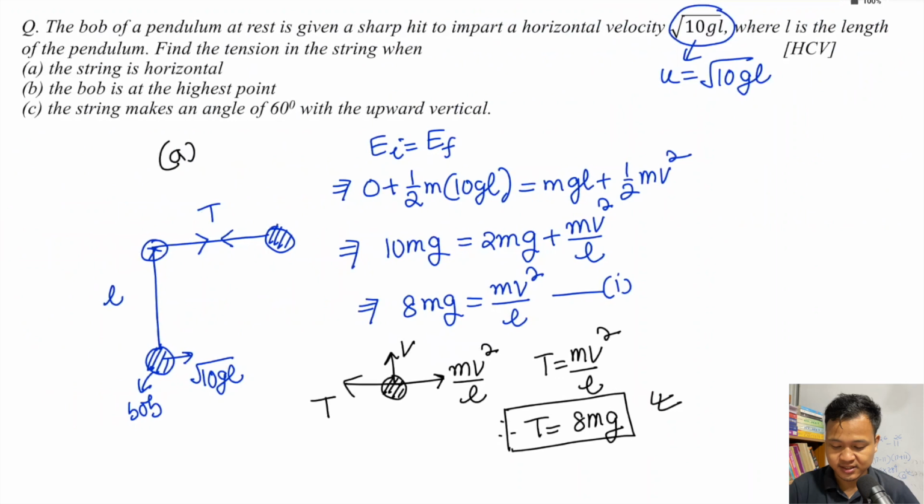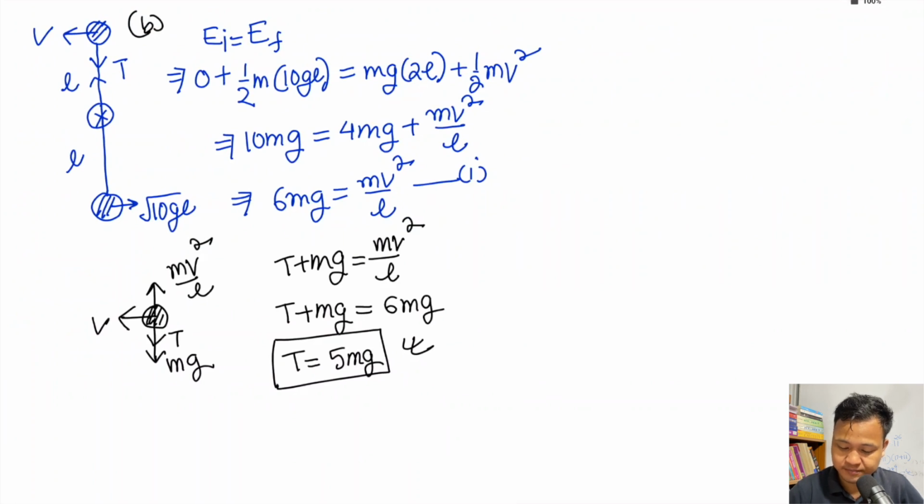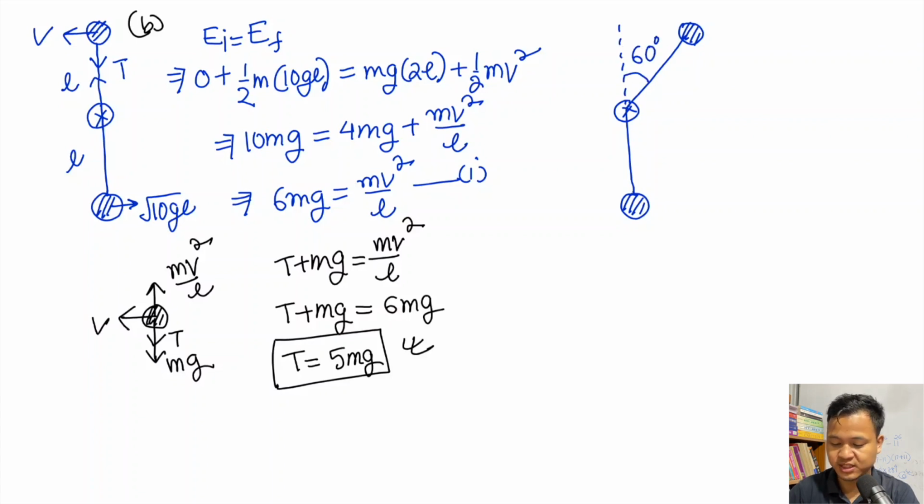Now C part. The string makes an angle of 60 degrees with the upward vertical. So somewhere you have something like this, here the bob is. When the string makes an angle of 60 degrees with the vertical, in this condition we need to find the tension. So that is the question.